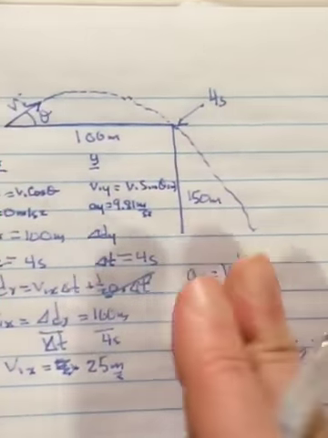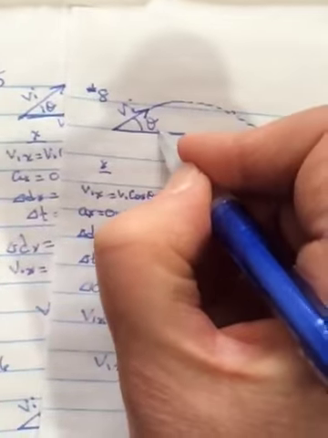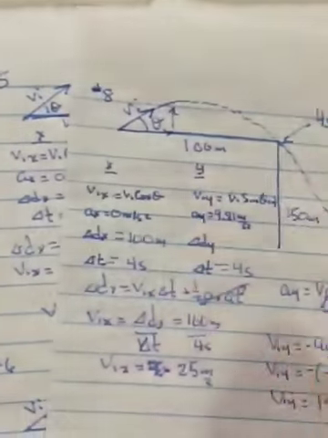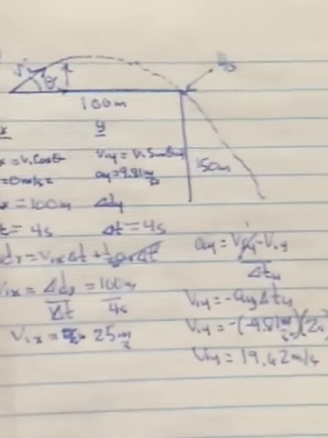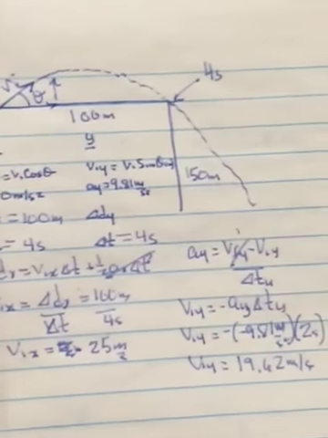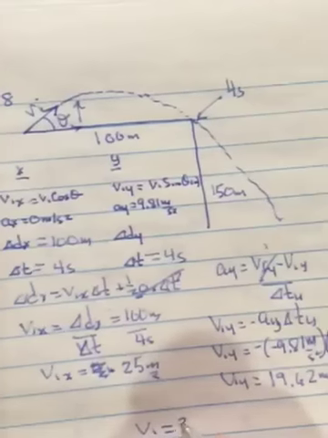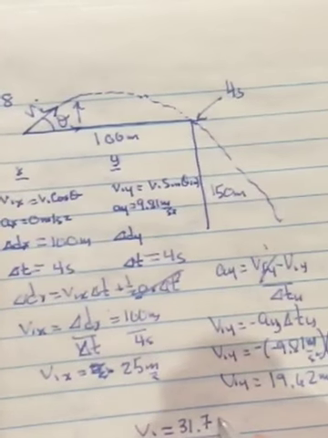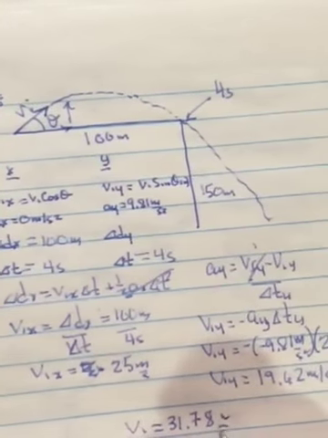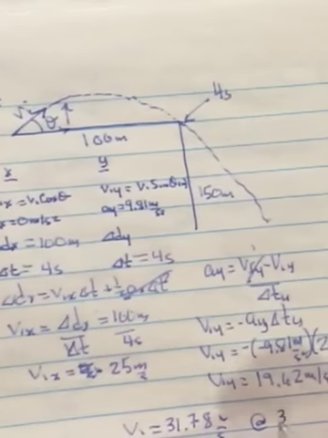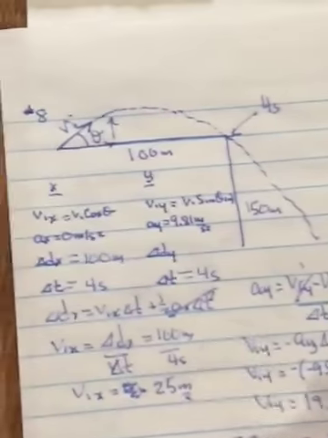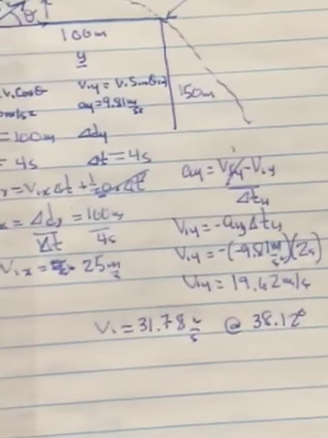And once you have that, then you just go back again and you can square them, add them together, take the square root, and get your VI and your theta. And you should get, I'm trusting the sheet here, 31.78 meters per second. And the angle should be something like 38.12 degrees, okay? So that's for the first part.